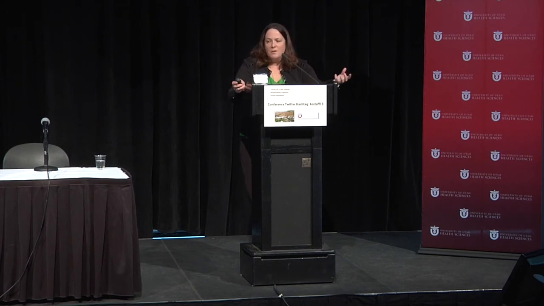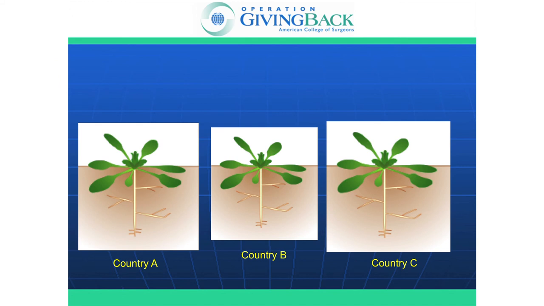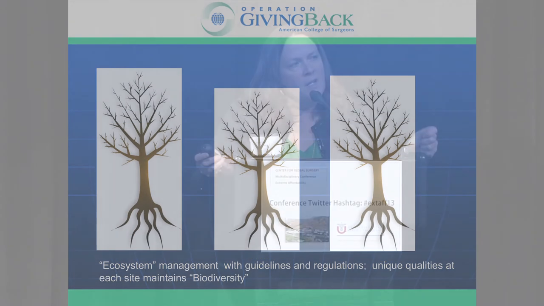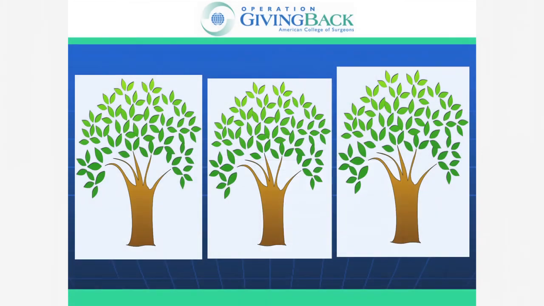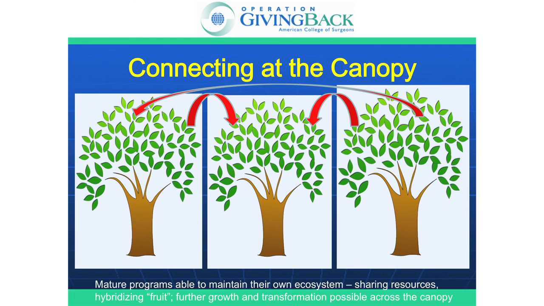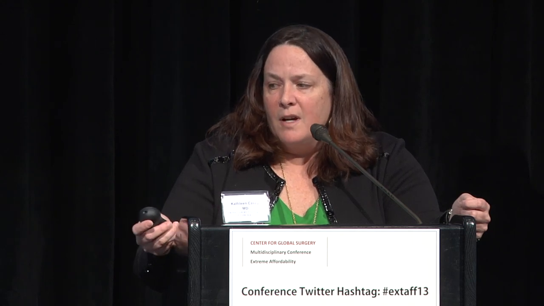But of course, that's not just happening in one place. It is happening at multiple places, either synchronously or asynchronously, and in different countries. And so as for the ecosystem management of these new elements, the guidelines that have been established at the regulatory bodies can provide some structure to keep the growth true, but also still allow each of the programs to maintain their unique qualities and really maintain the importance of that biodiversity that strengthens this ecosystem. So as they mature, what we can do is allow connection at the canopy level of our trees, of our programs, and allow cross-pollination, sharing of resources, hybridization, and really providing new avenues for growth and transformation that may not have existed in a different form of disruption, positive disruption, and transformation that's possible across the canopy.